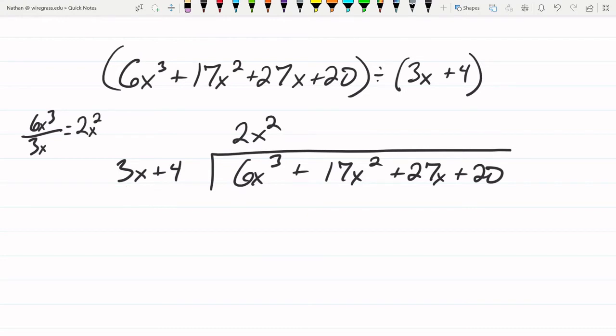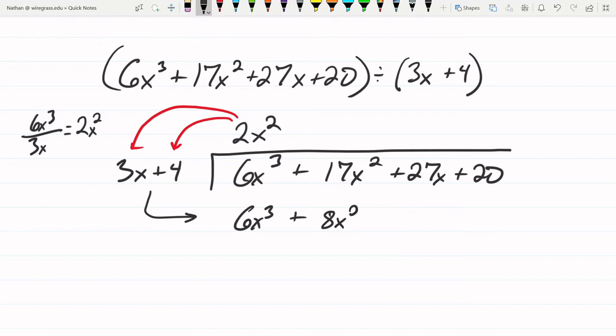Then we're going to take this number and distribute it into the divisor. So that gives us 2x squared times 3x is 6x cubed. And 2x squared times 4 is 8x squared. This thing we're going to subtract from the polynomial above. I don't have to worry about these terms because none of them are like terms with what we just have. I'm only concerned with these first two terms because these are like terms. What this does is it gives us 6x cubed minus 6x cubed is 0. Then 17x squared minus 8x squared.